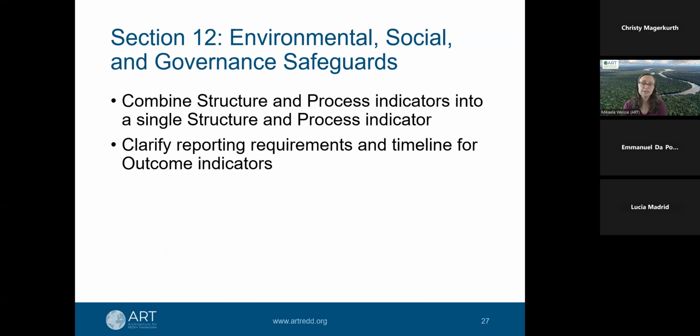For safeguards, in Trees 3.0, the safeguards continue to follow the foundation started in Trees 2.0, building on the 7 Cancun safeguards as agreed by the Conference of Parties of the UNFCCC and unpacking them into 16 themes. Each of the themes now has a single structure and process indicator that combines the individual structure and process indicators that we had in Trees 2.0, and each theme continues to have an outcome indicator.